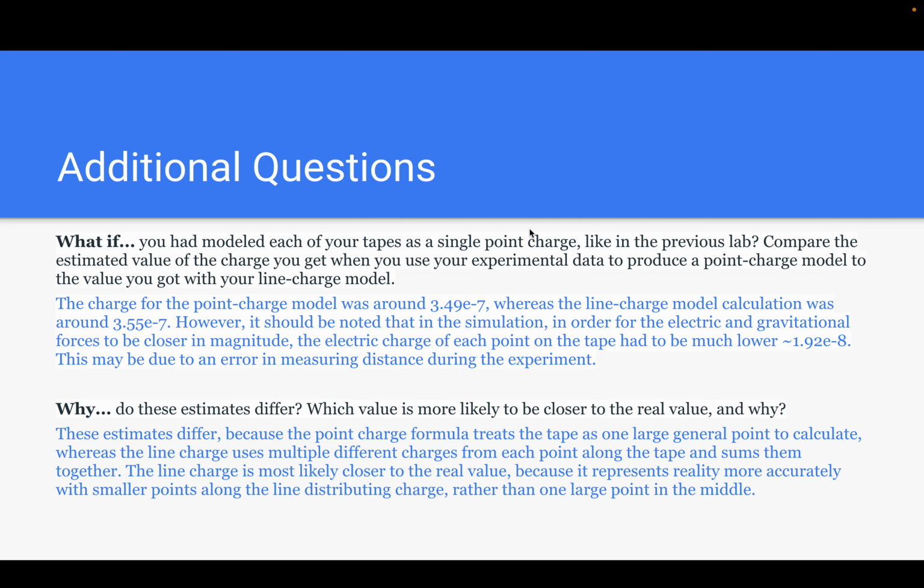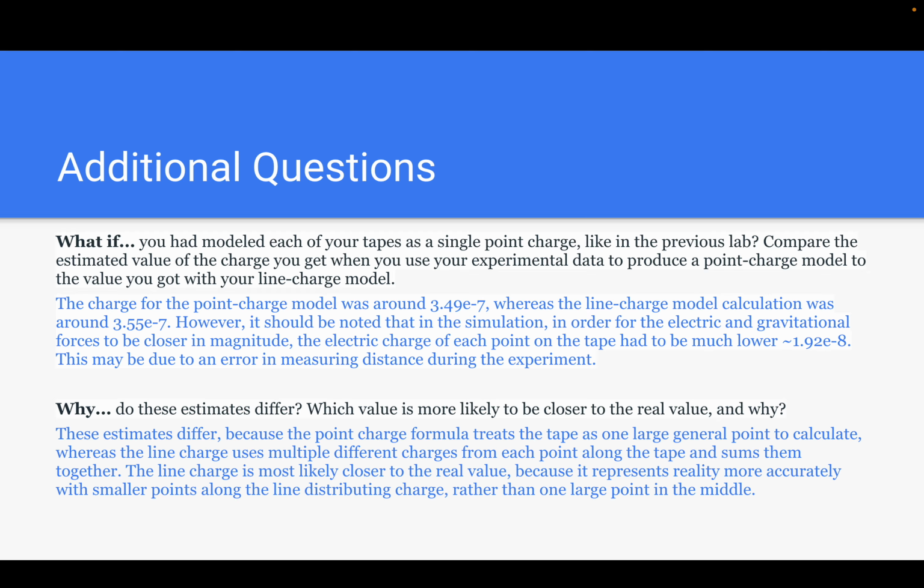So the charge for the point charge model was around 3.49 times 10 to the negative 7, whereas the line charge model calculation was around 3.55 times 10 to the negative 7. However, it should be noted that in the simulation, in order for the electric and gravitational forces to be closer in magnitude, the electric charge of each point on the tape had to be much lower, around 1.92 times 10 to the negative 8. This may be due to an error in measuring distance during the initial experiment.